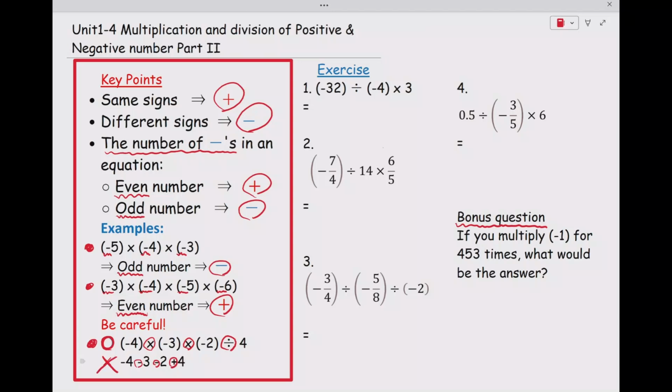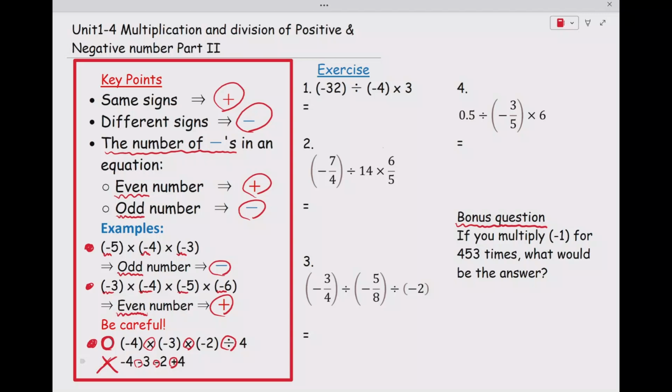It may seem complicated for a moment, but if you actually practice a few questions, you will understand it right away. Now, let's look at the exercise. If you think that you can answer these questions yourself, feel free to stop this video and try it yourself first. If you are not so sure, then let's continue to look at this together.